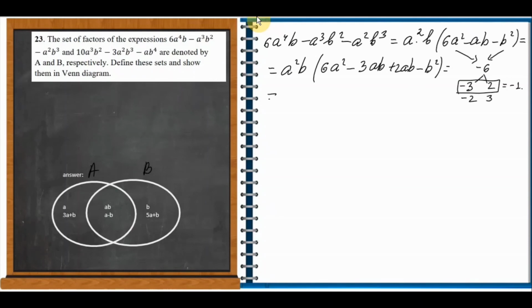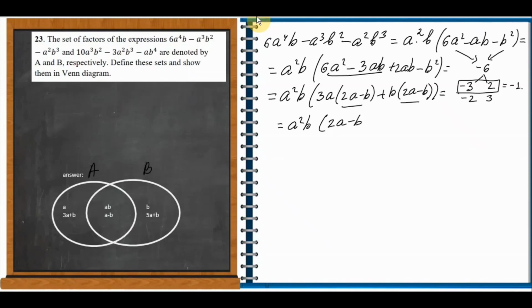Now let's factorize. We have a squared b. We can group this. Here it will be 3a and 2 minus. Did I write everything correctly? Yes. 3a times 2a minus b, alright, and plus b times 2a minus b. Now equals a squared b. We have a common factor. We can take that common factor outside the bracket, and the inside is going to be 3a plus b. That's all we have done with the first expression.